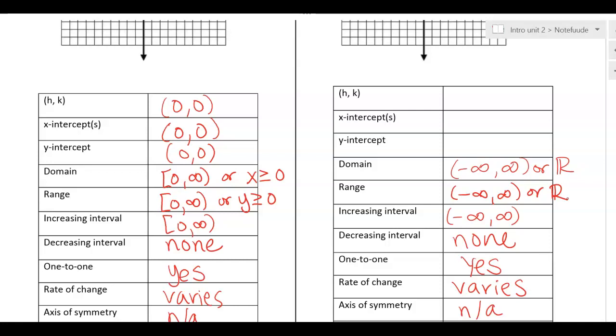What about X and Y-intercept for the parent? 0, 0. And the H and K value for the parent? 0, 0.